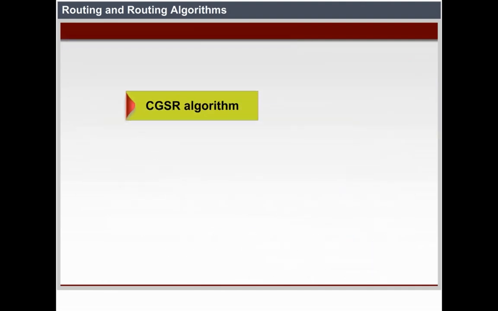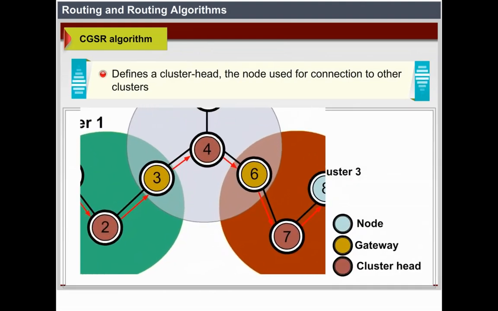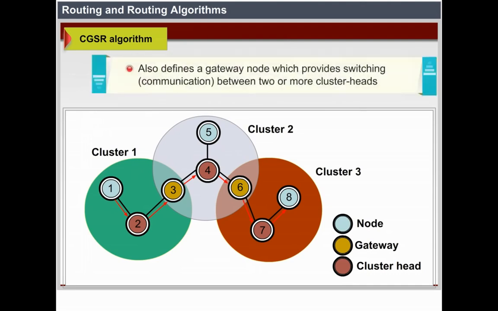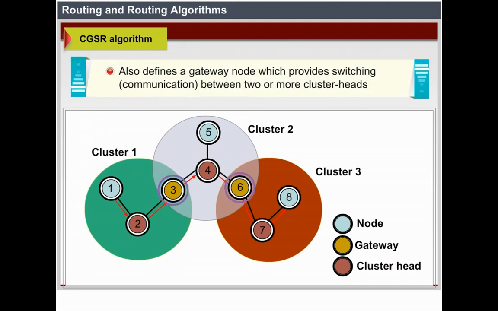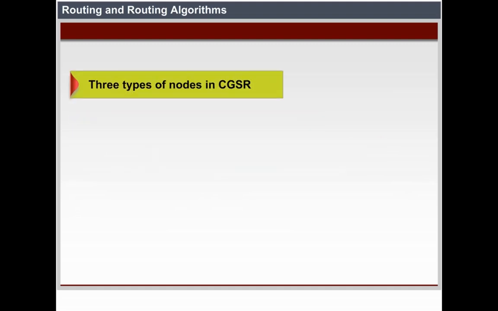The CGSR algorithm defines a cluster head, the node used for connection to other clusters. It also defines a gateway node, which provides switching and communication between two or more cluster heads. There are three types of nodes in CGSR.